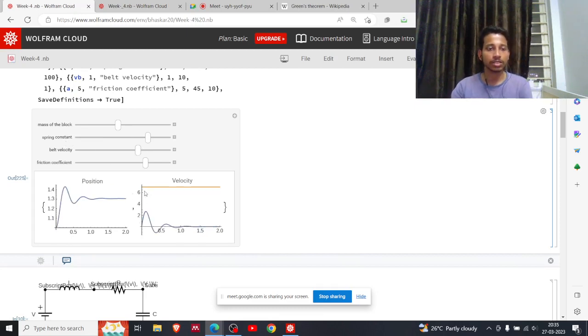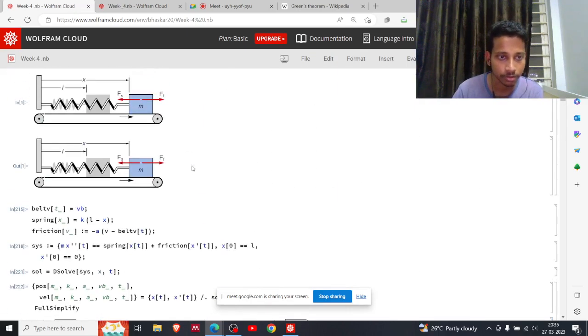So with increasing the spring constant, we actually get back the oscillatory motion, but the friction coefficient acts as the damping force. We can see that from these two plots. So this is a way to formulate a complicated problem in Mathematica. We write the forces separately. For the belt, the velocity of the belt is Vb, the force due to the spring is K multiplied by (L minus x), then the frictional force is minus A times (v minus belt velocity).